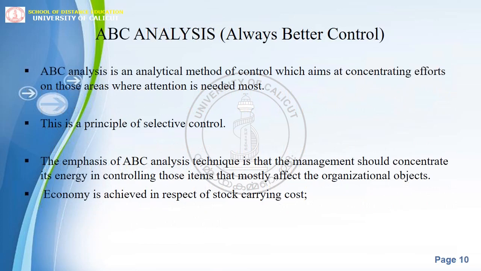In case of large concerns, a large number of items are kept in the stores. Therefore, it is practically impossible to concentrate on each and every item. In such situations, ABC analysis is used with a view to exercise better control over materials. Under ABC analysis, all materials are classified into three categories: A, B, and C, according to their value. Category A includes high value materials, that is costlier materials. Category B includes medium or moderate value materials, that is less costly materials, and category C includes least costly materials or lower value materials.